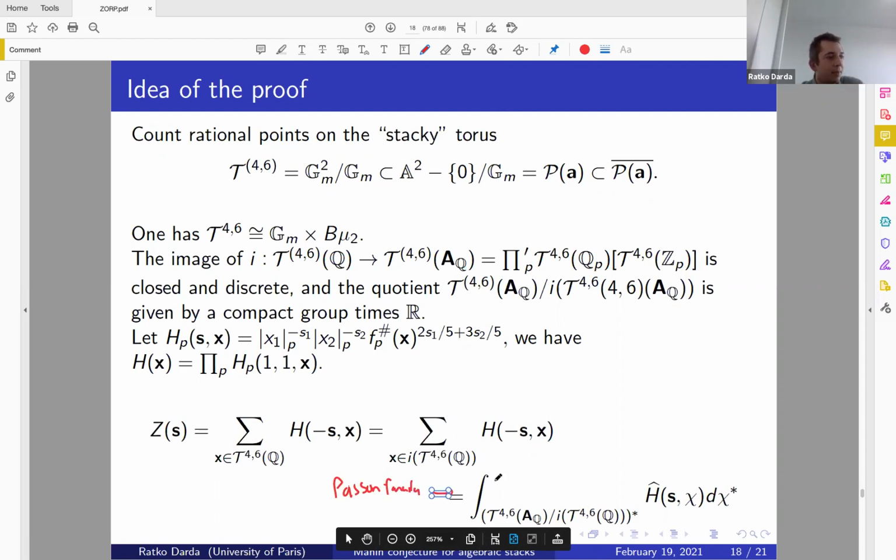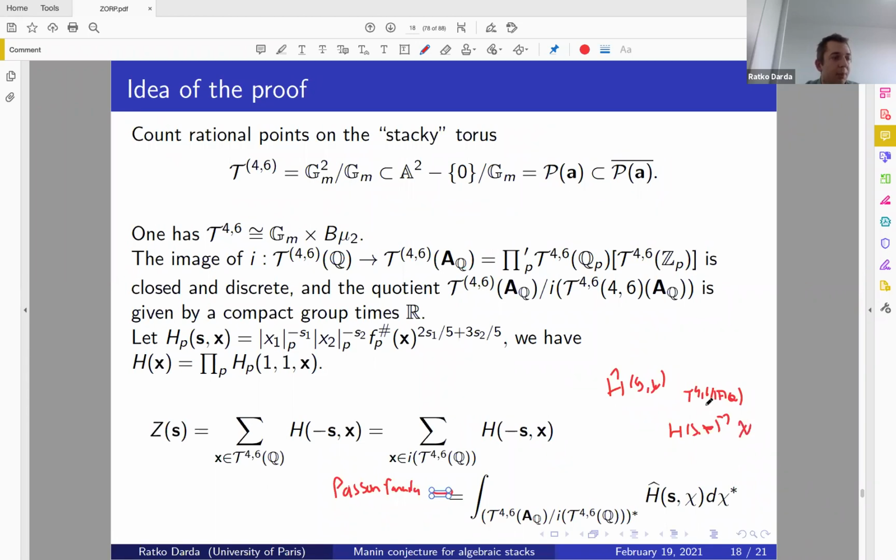And now, the Poisson formula says that it is the Fourier transform over T46 of AQ of the function h to the minus s, with respect to character q. So it's a Fourier transform, and the Poisson formula gives us this equality. This group, we have seen it's not that bad. It's a compact group times R. If you take the dual, it's going to be a discrete group times R.